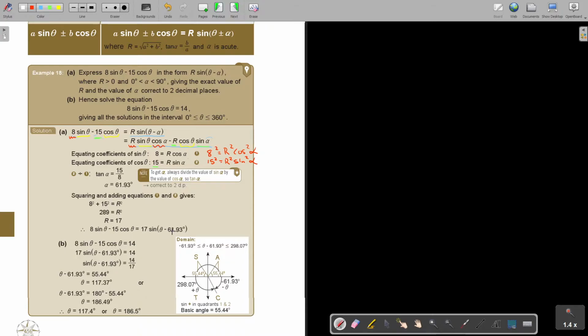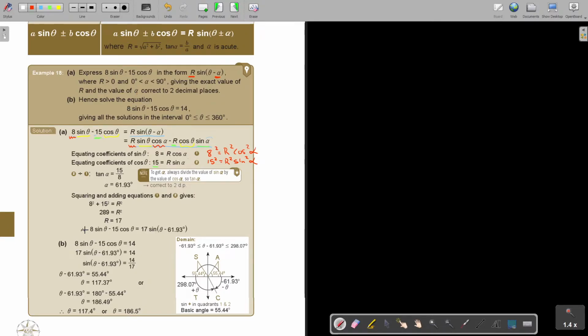So I have to substitute two things. I must find the value of r, and I must find the value of the acute angle alpha. And that's what I substitute. Okay, so express it in that form, where you find r and you find this alpha.